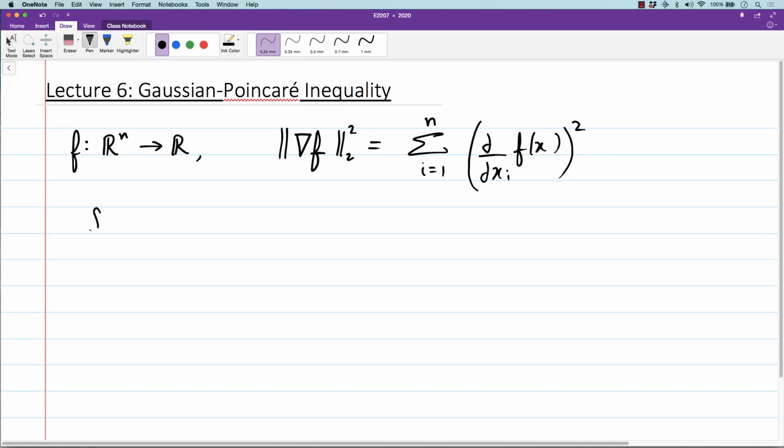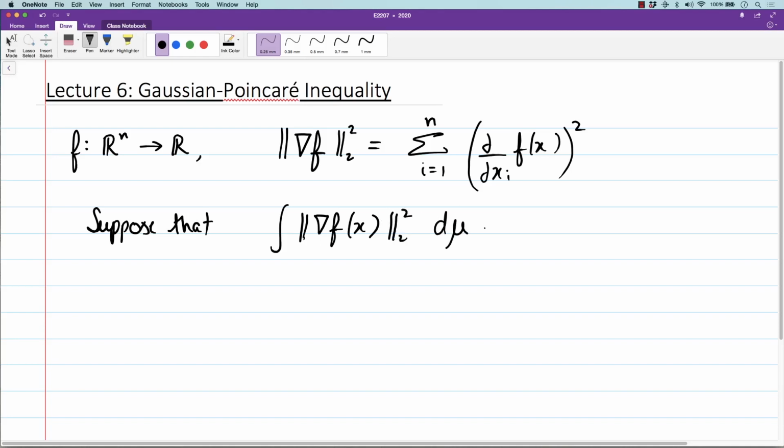So suppose that you integrate this gradient norm. This is a function of x, so I'll put it here explicitly, and then you take a Lebesgue measure here. So this is all integrating over the entire Rn. Suppose that this is finite. So f is a continuously differentiable function, and the integration of this norm is finite.